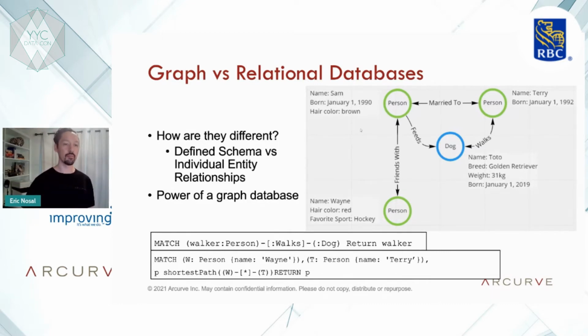I have a little example here where the circles are what are called nodes. The green circles are people, and the blue circles are animals, pets. If you take a step back and look at it, it's a very intuitive representation of real world relationships. In this case, we have Sam, who's married to Terry, who's friends with Wade. Sam and Terry have a dog. Sam's in charge of feeding the dog, and Terry's in charge of walking the dog. And apparently the dog is in charge of walking Terry as well. So this is a really simplified version of a graph.